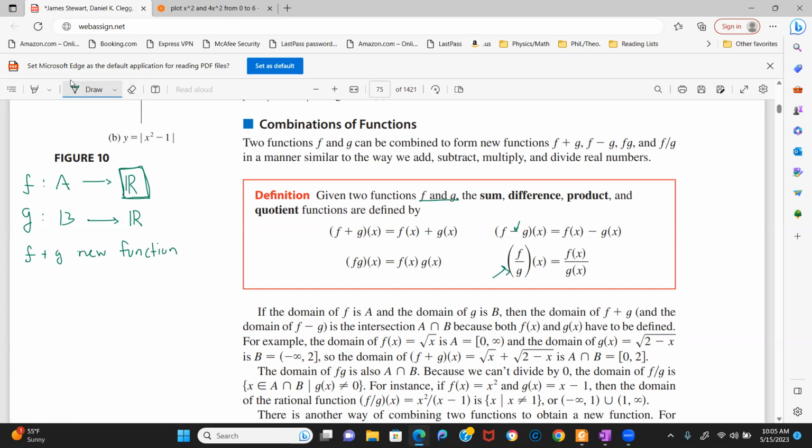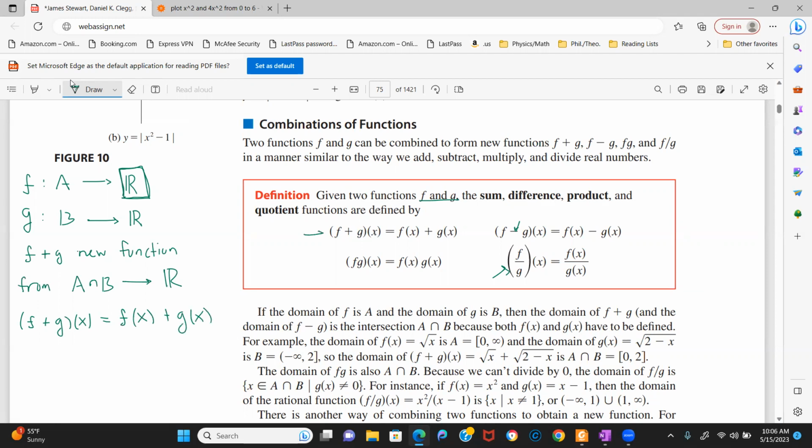And if it's a function, I have to specify the domain. The domain is going to be the intersection of A and B because it has to be the common set, since I'm going to evaluate points at both f and g. I need to make sure that they're both defined there. And so f plus g is a new function from A intersect B to R. But what's the rule? Well, I take a point x, and in order to specify a function, I have to tell you what it does to a given point. So take x, and it's simply f of x plus g of x, what you would expect.